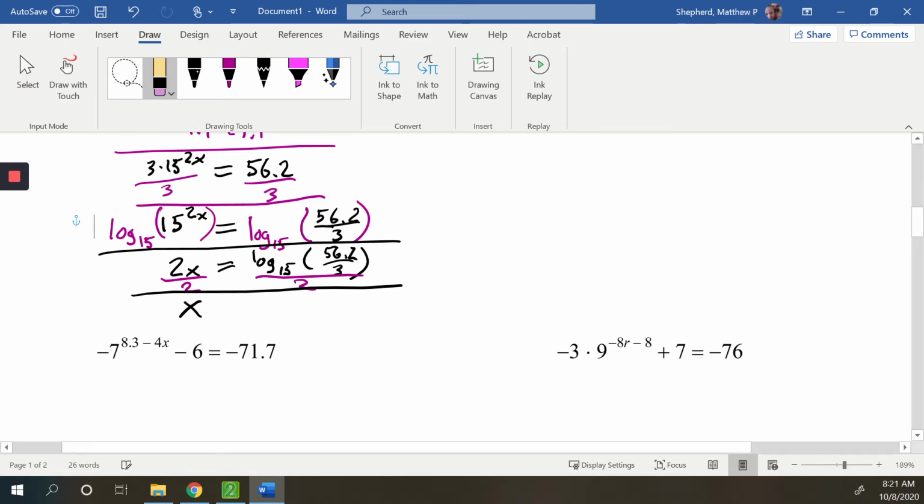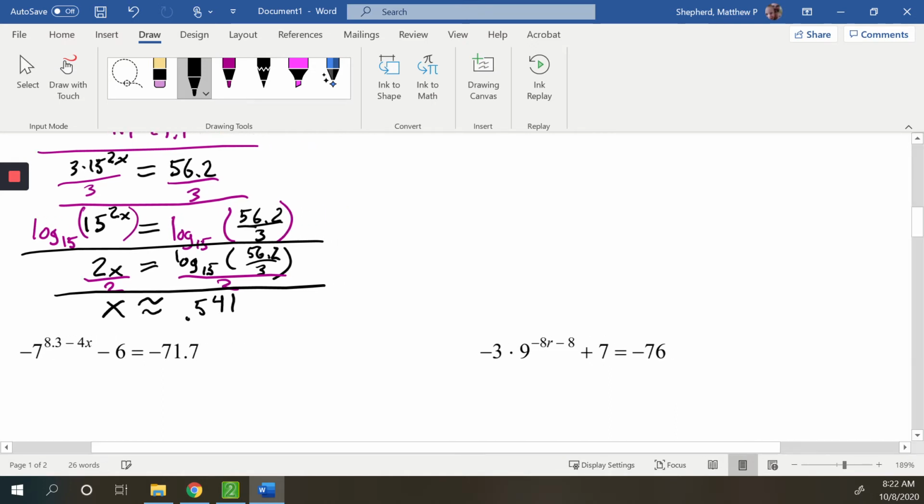And once again, let's make sure we're stating this is approximate 0.541.